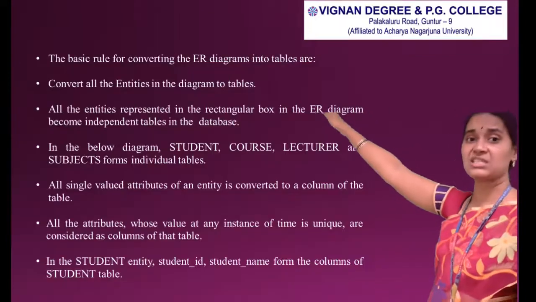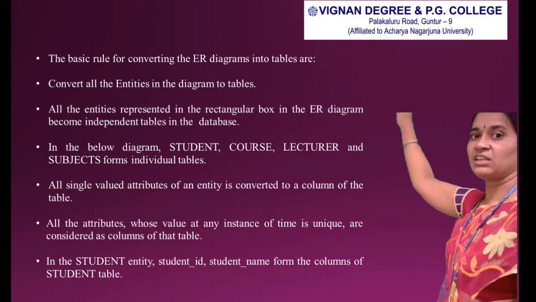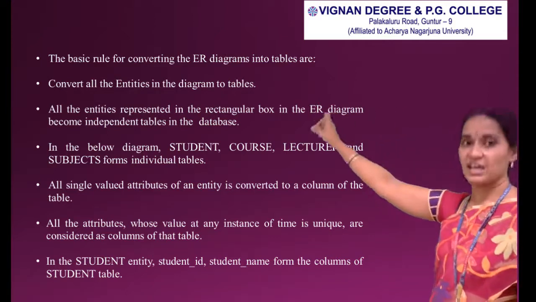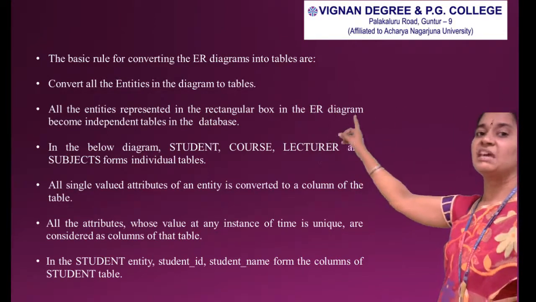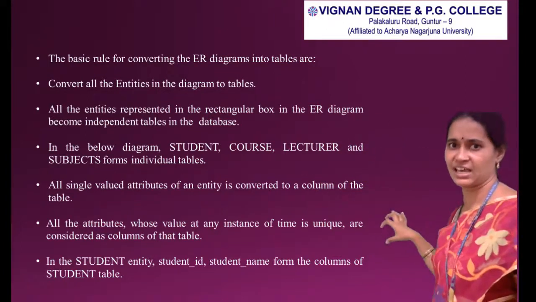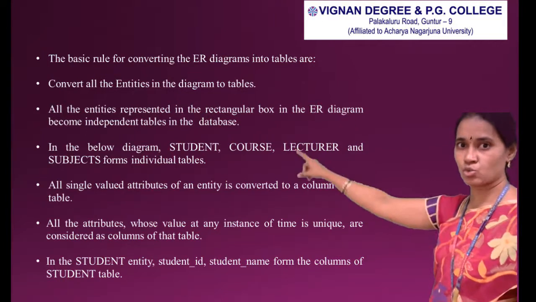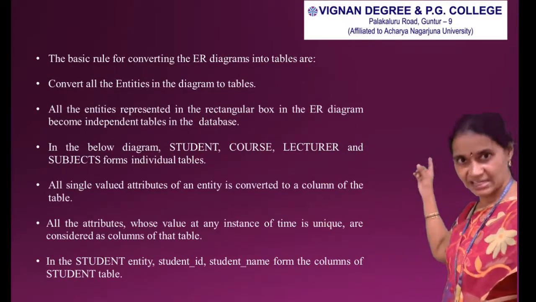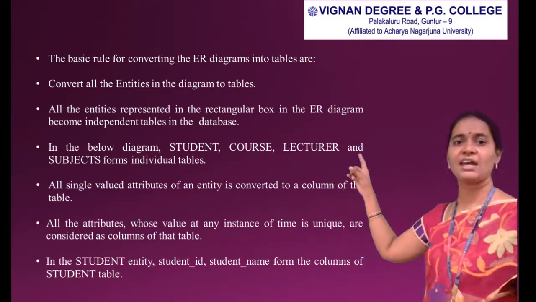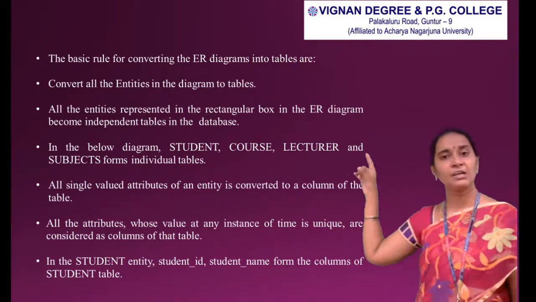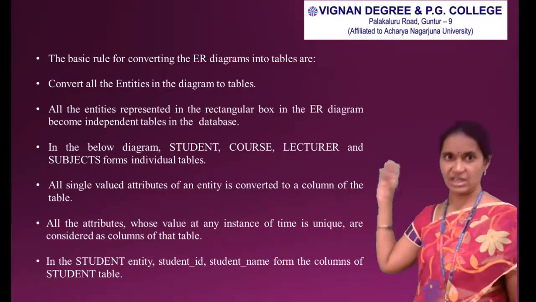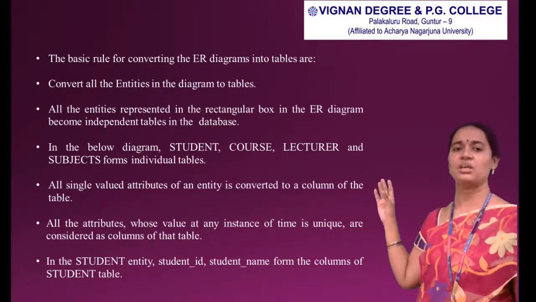So there are basic steps which are required for converting the ER diagram into the table, as follows. First thing, convert all the entities in the diagram to tables. What are the major entities that are present in our ER diagram? The major entities include student, course, lecturer and subject. These are to be converted into the tables. So in our relational data model, I will be getting 4 tables. What are those 4 tables? Student, course, lecturer and subjects. 4 major tables I have got.